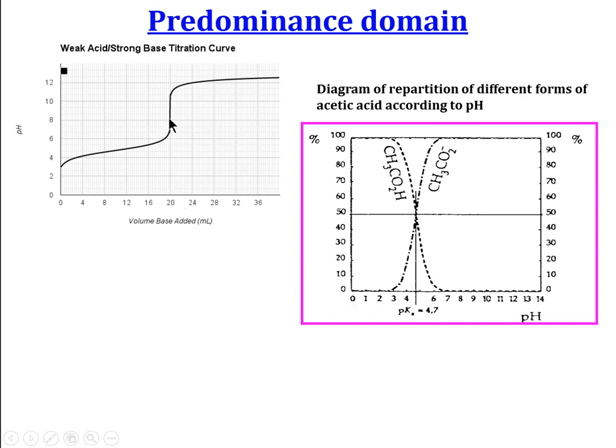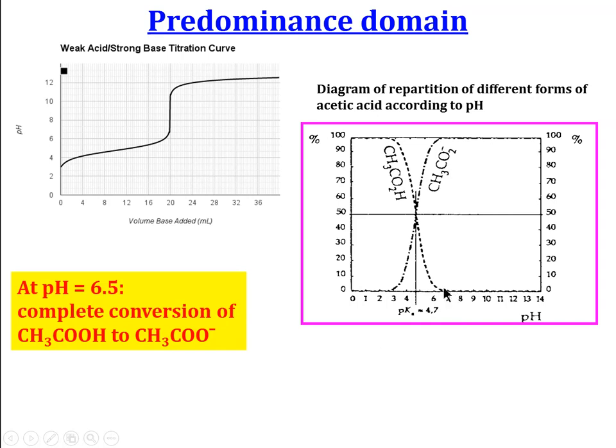Till the pH is approximately equal to 8. So at pH 8, we have 100% of acetate, and we have practically 0% of acetic acid. So from this curve, we calculated the real value of the pH of conversion of acetic acid to acetate: at pH 6.5, we have complete conversion of acetic acid to acetate.